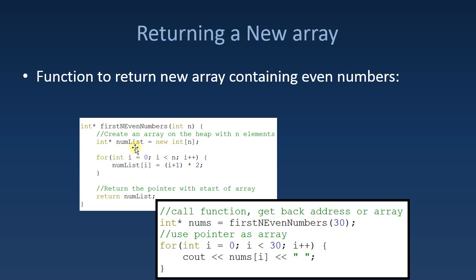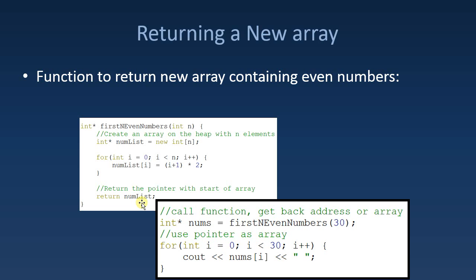We get back the memory address, and I store that as numList. I get back a memory address from new, and that's why it stores a pointer to an int. But that pointer I can just use as an array. I know that it points to this whole array of ints. And so I can happily walk through that, up to size n, and fill it with values, and then return that pointer.